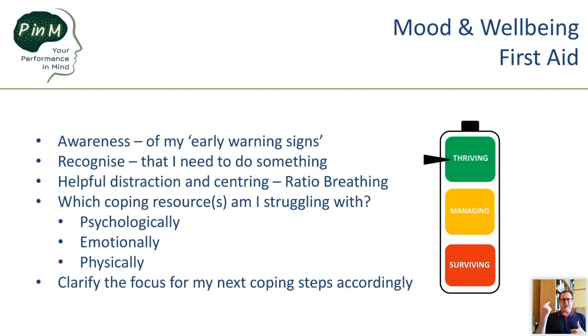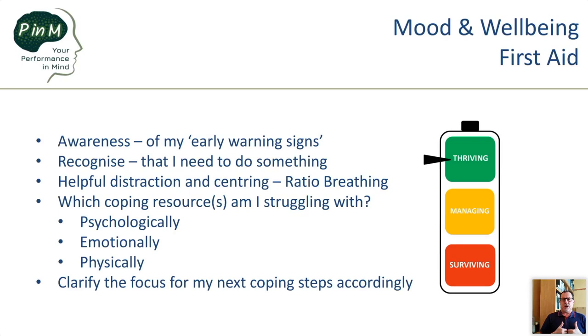Awareness in and of itself is not sufficient. I need to use the awareness to then recognize that I need to do something. And the something is to do something that I refer to as helpful distraction. It is something which is independent of the facts of what happened and my internal self-talk about those facts. So it's a neutral space, if you like. And it's centering. It's called many different things.